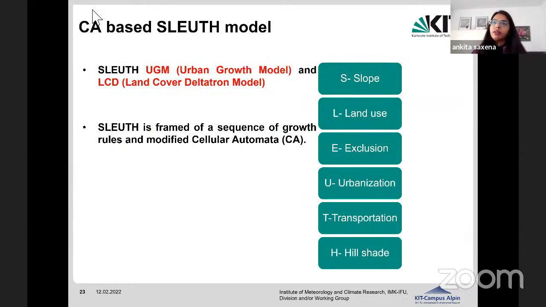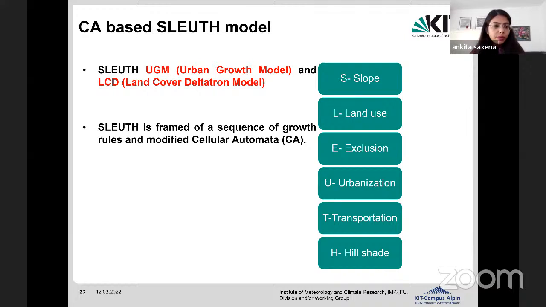SLEUTH is a very famous model given by Professor Keith C. Clark from University of California, Santa Barbara, and it is based on the CA concept, Cellular Automata. As the name suggests, it's an acronym for its input data set. What input data set do we need?